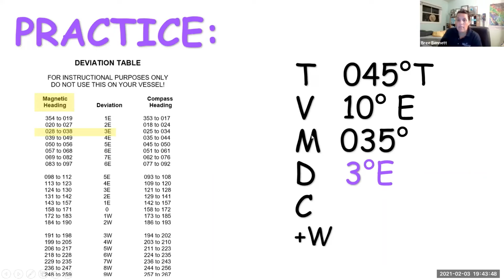So I have magnetic of 035, and then I want to figure out what my deviation is. So I'm going to go to my deviation table. So everyone look at that deviation table.